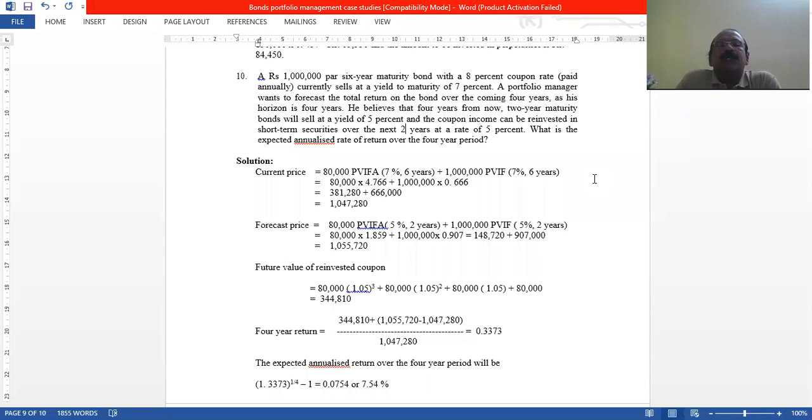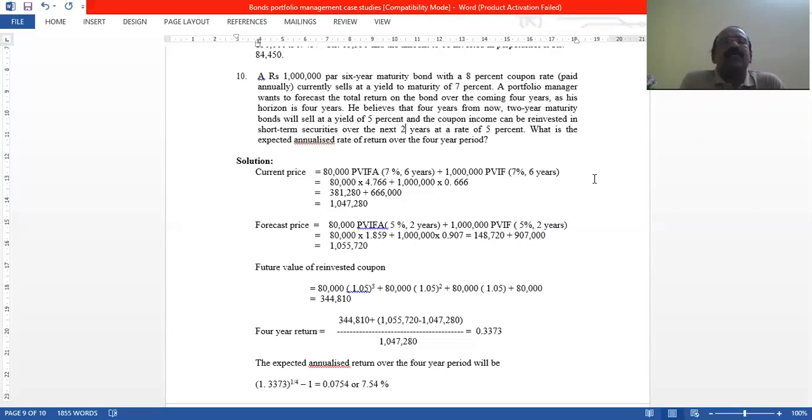Now, after 4 years, his horizon is 4 years. So after 4 years, he wants to come out and he wants to invest in another bond, which yields 5%. Because when you take the other bond, which is having lower yield, the price will increase. The lower the yield, the higher the price. So he wants to invest in the bonds which are yielding 5%, so that the price will increase. So after 4 years, for the 2-year period, what is his forecast price? That is the second step.